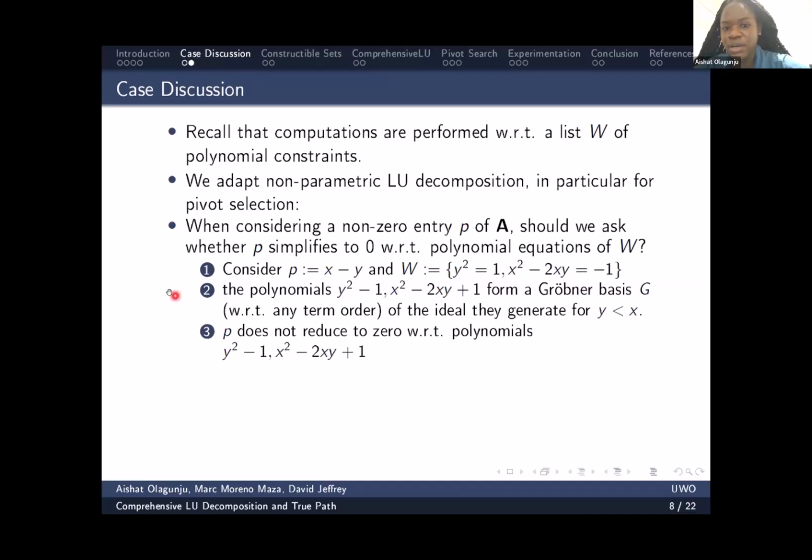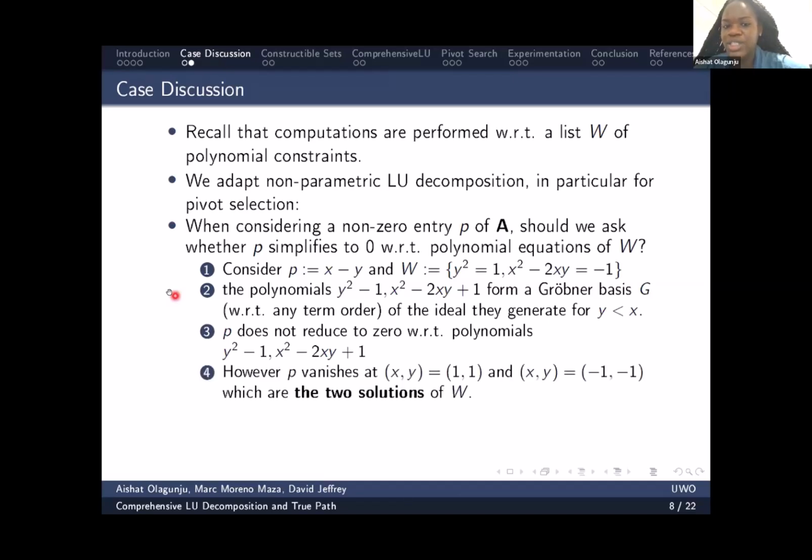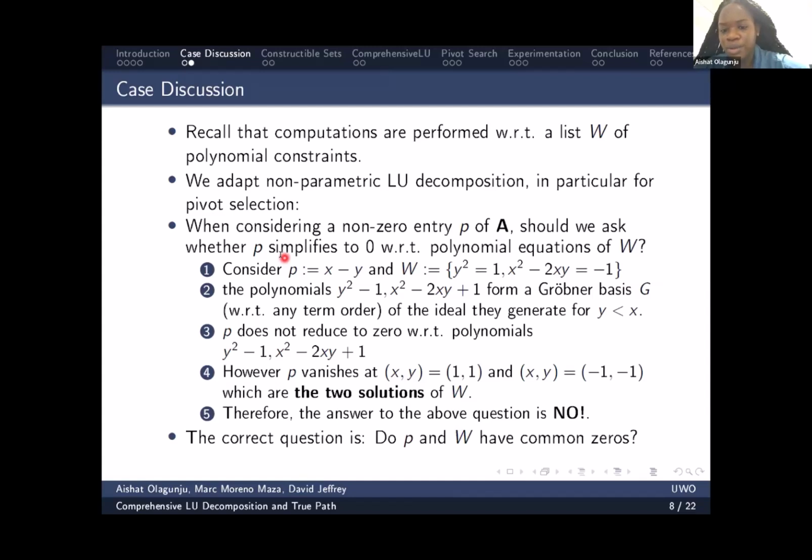P does not reduce to 0 with respect to the polynomials of W, but P vanishes at (x, y) equal to (1, 1) and (-1, -1), which are actually the two solutions of W. So the answer to the question that we asked is no. It is not sufficient just to ask whether P simplifies to 0 with respect to the polynomial equations of W. What we should ask is, do P and W have common zeros?